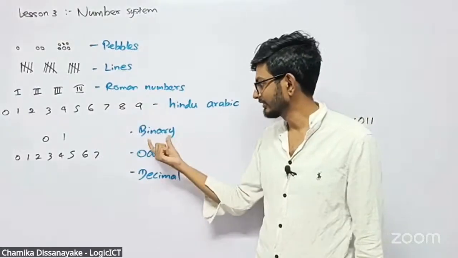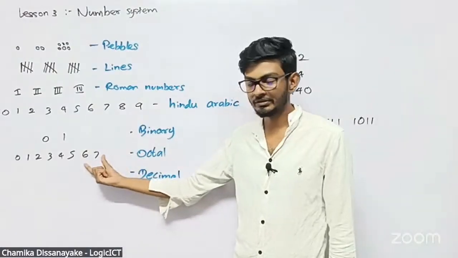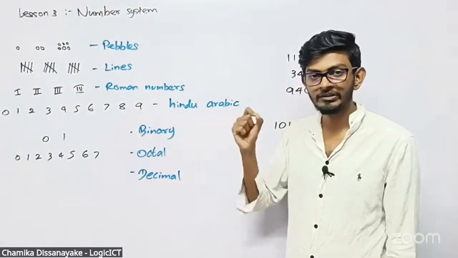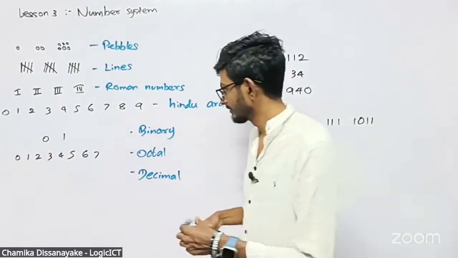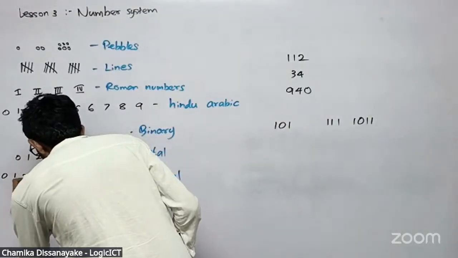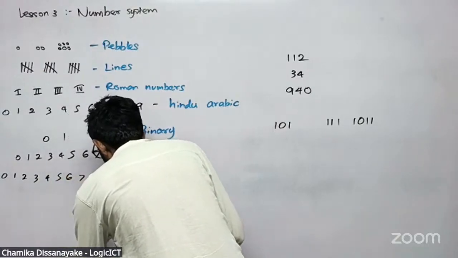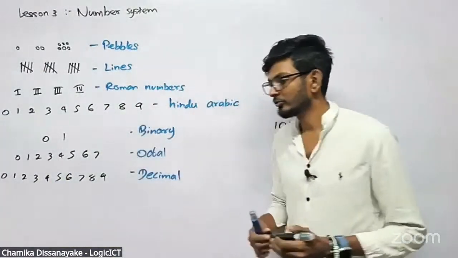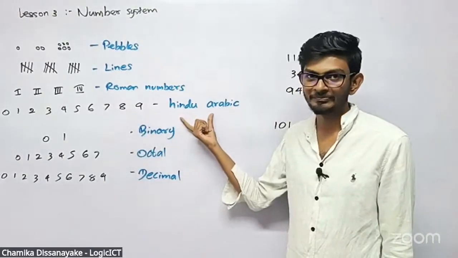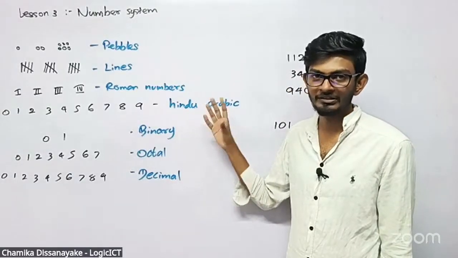Here actually we have only 2 symbols. Here we have 8 symbols. Here decimal. Decimal means 10. That means we have 10 symbols. So what are those symbols? 0, 1, 2, 3, 4, 5, 6, 7, 8, 9. Those are the 10 symbols. This is like our Hindu Arabic number system. It is very easy.